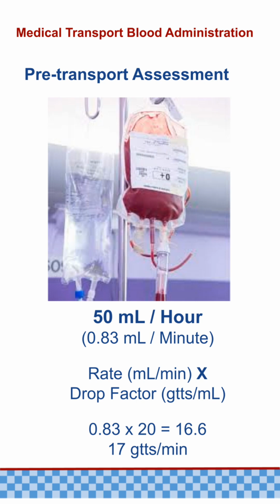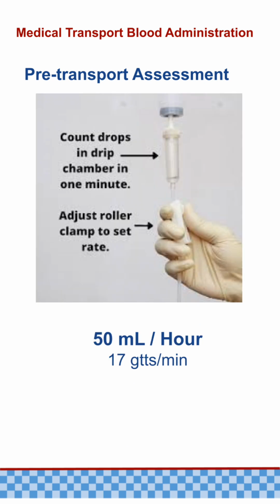The next step is to determine the drops per minute based on the drip set being used. You should recall that the drip set will have a rate that says how many drops are in 1 milliliter. For this example, we will use a drip factor of 20, meaning that it will take 20 drops of fluid to equal 1 milliliter. Therefore, 0.83 times 20 equals 16.6. We round that up to 17, giving us a gravity infusion rate of 17 drops per minute.